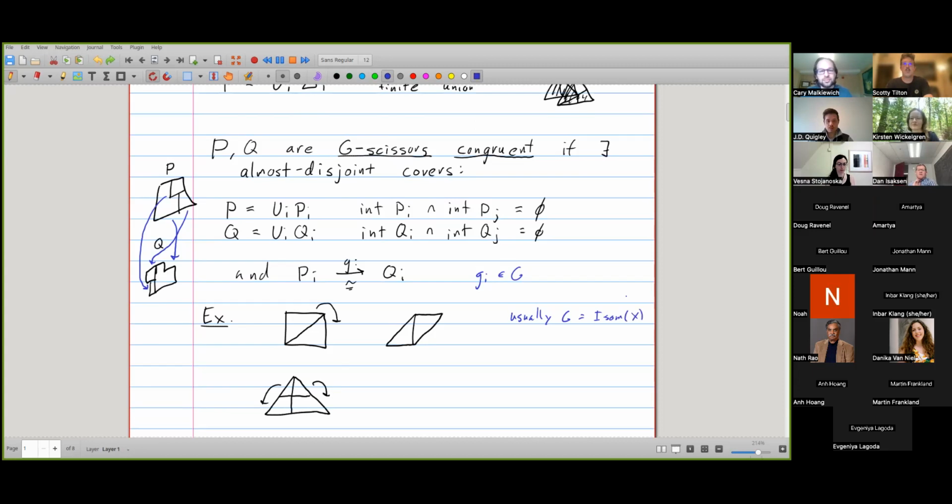So Cary, I was sort of thinking, just to have a non-trivial example of a G, that G could be like the translations. That's a great example, actually. That will come up in the talk later in some of the computations.